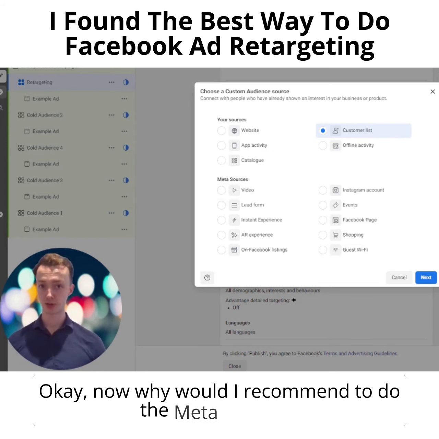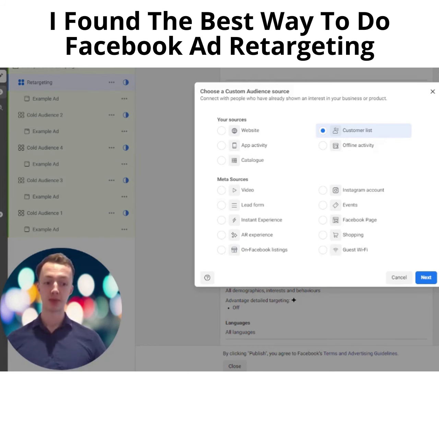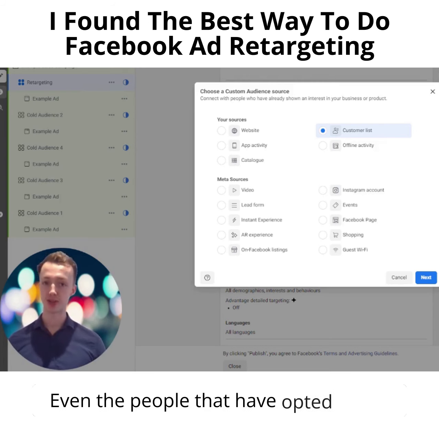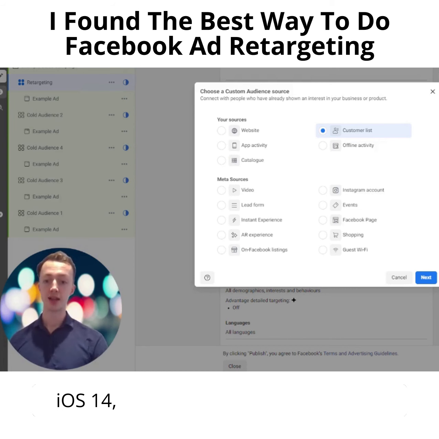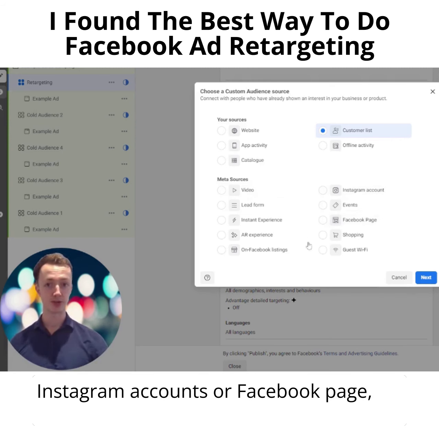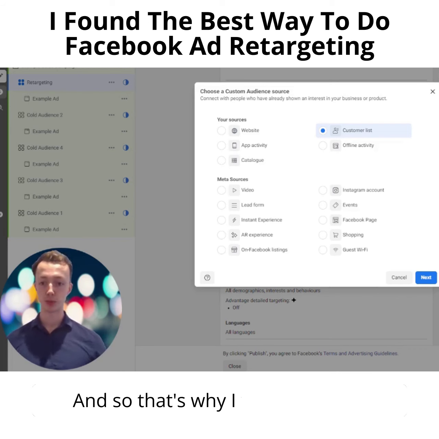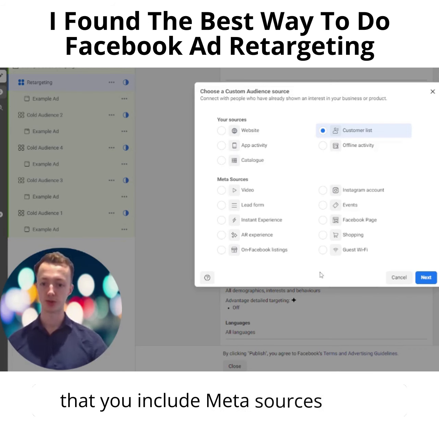Okay, now why would I recommend to do the meta sources? Because it's sources that are all on Facebook, all on Meta. There's no drop off. Even the people that have opted out of iOS 14 are still going to be caught in the people who are on the meta sources, people who have engaged with your videos or Instagram account or Facebook page, for example. They're still going to be included within those audiences. And so this is why I would suggest that you include meta sources there.